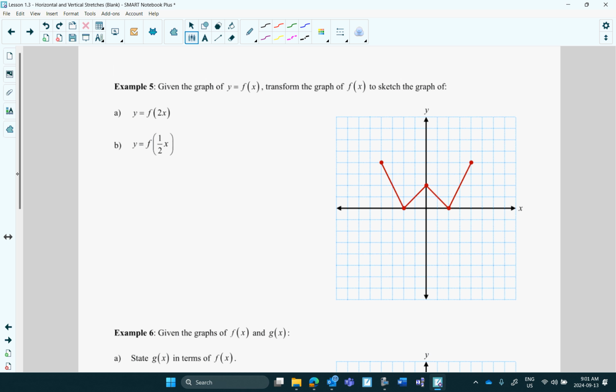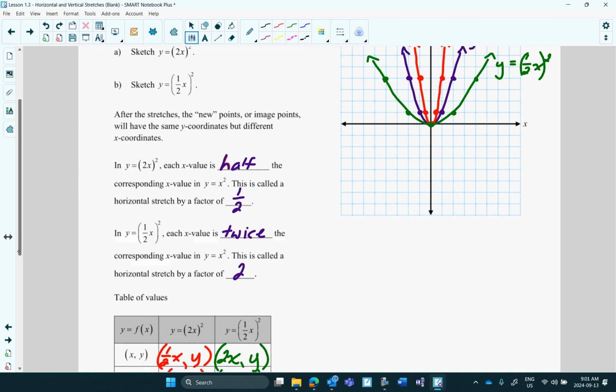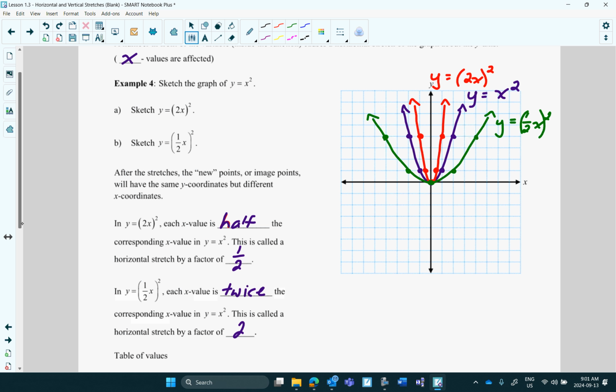Oh, I didn't ask, but just out of curiosity, what were the invariant points? Yeah, (0, 0) again. Those were the only ones that didn't move. Just something to be aware of.